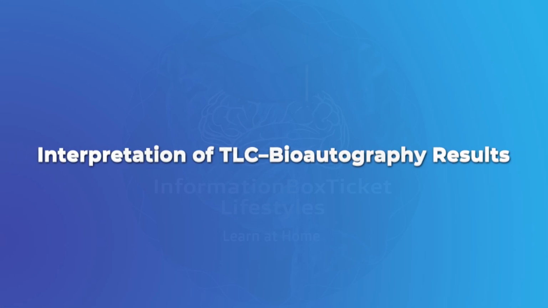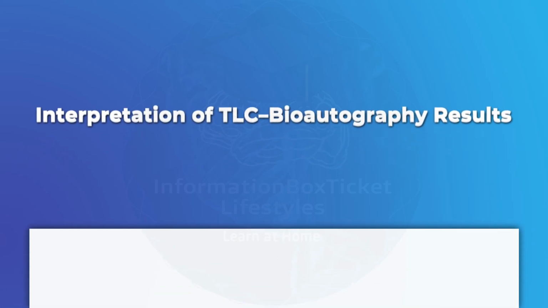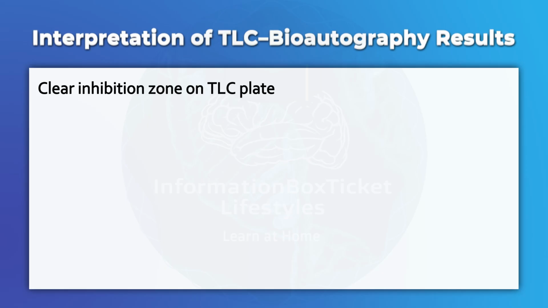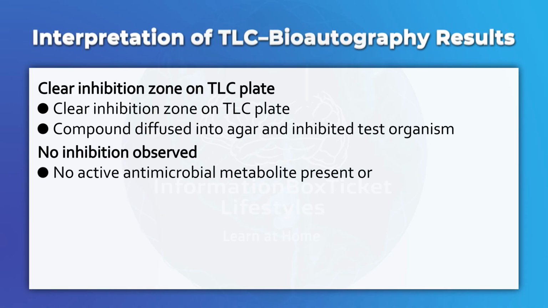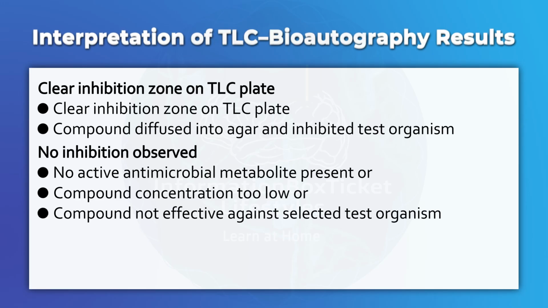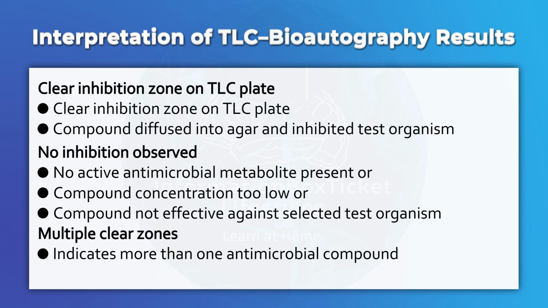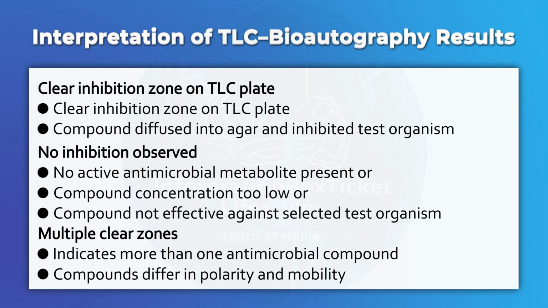Interpretation of TLC bioautography results. Clear inhibition zone on TLC plate confirms presence of an antimicrobial compound. Compound diffused into agar and inhibited test organism. No inhibition observed: no active antimicrobial metabolite present, compound concentration too low, or compound not effective against selected test organism. Multiple clear zones indicate more than one antimicrobial compound. Compounds differ in polarity and mobility.